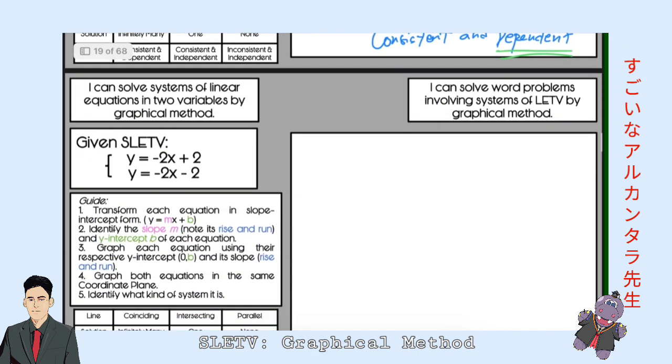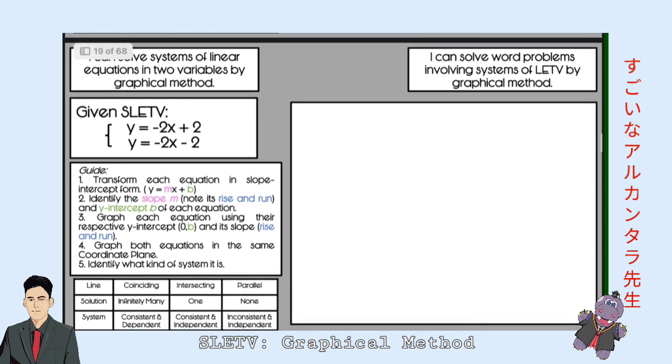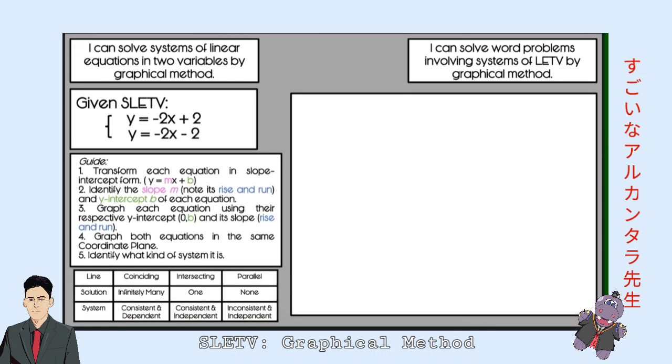And I guess this is the last example. Let's go. Our first equation is y equals negative 2x plus 2. Second is y equals negative 2x minus 2. Oh, good example, it's already in slope-intercept form. So all we have to do here is identify the slope and the y-intercept. For the first one, the slope is negative 2 and the y-intercept is positive 2. Here, the slope is negative 2, but the y-intercept is at negative 2.